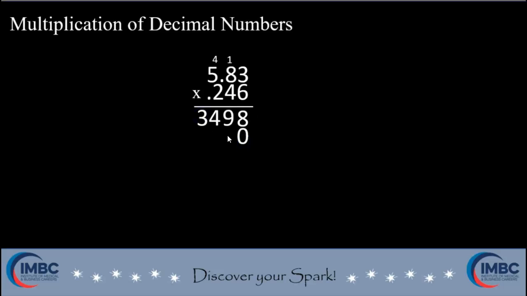Next is the tenths. So 4 times 3 is 12. 2, carry the 1. 4 times 8 is 32 plus the 1 is 33. Place the 3. Carry the other. 4 times 5 is 20 plus the 3, 23. Okay, placeholder for the ones now. Another one for the tenths.